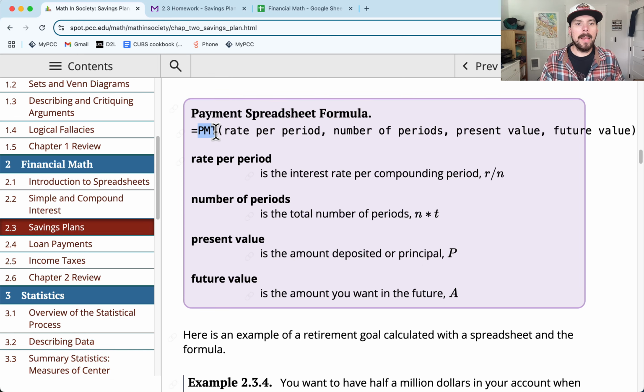We have a payment spreadsheet formula where we can find payment amounts. That's probably the most common problem that we'll look at. And there you have a present value, which is your principal. In this case, we don't have a loan, so that principal beginning amount would be 0, and we'll be saving up towards a future value. So here we can see where those last two inputs will need to be 0 and then a goal value.